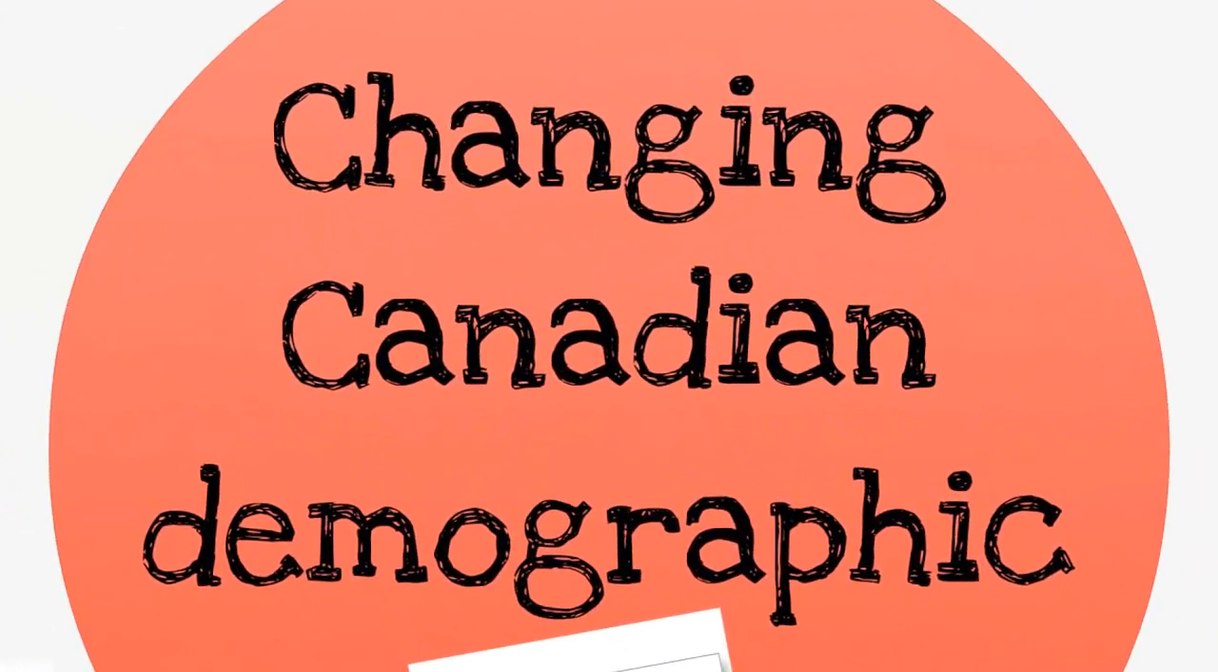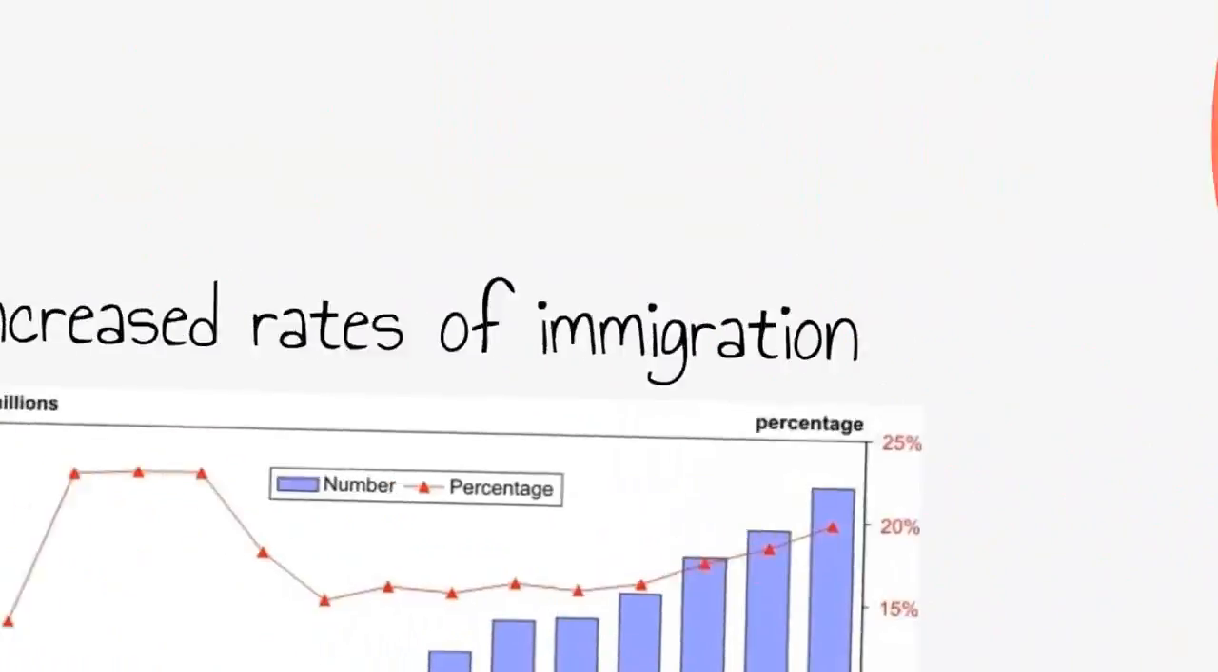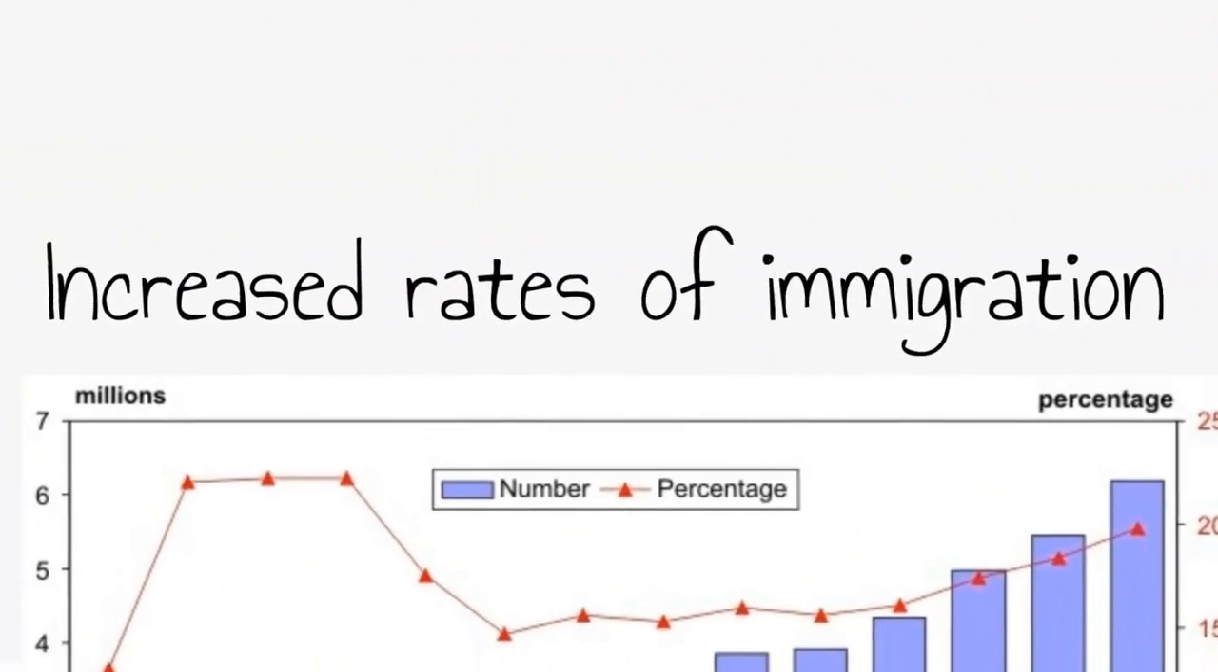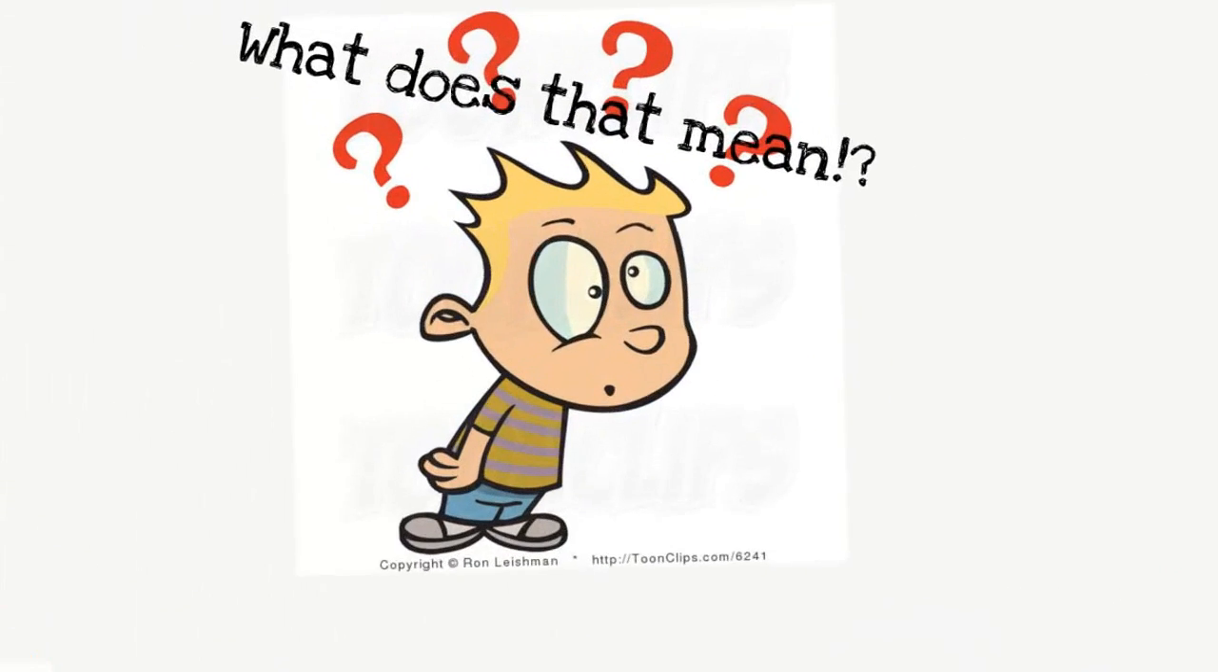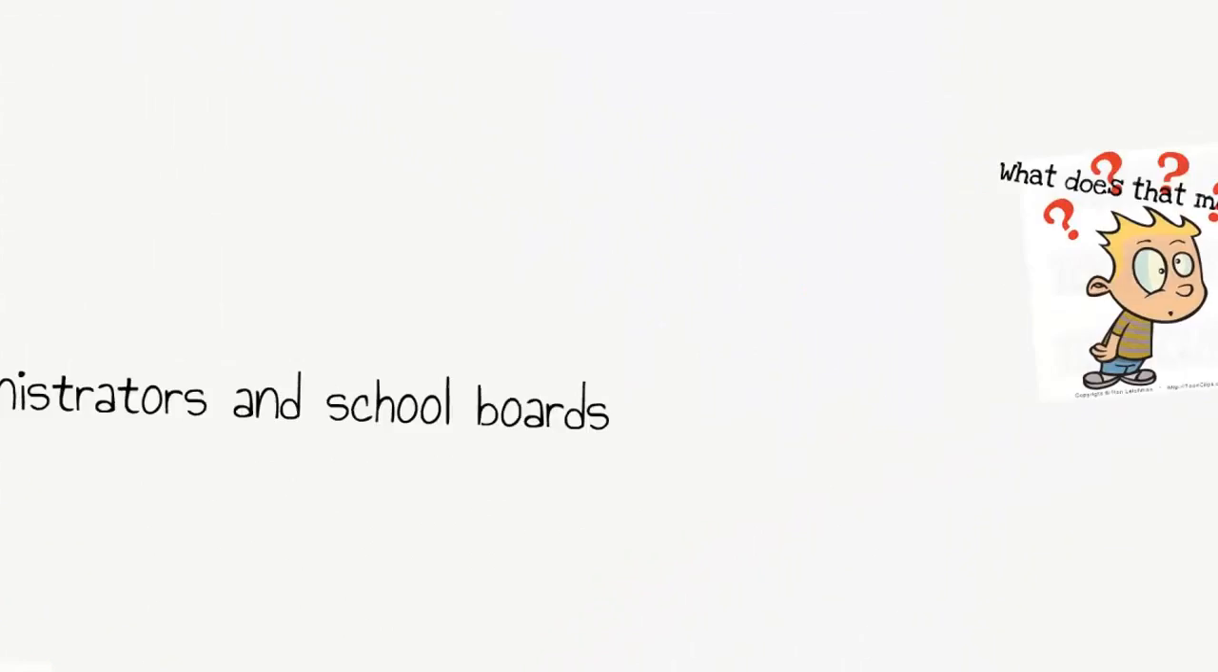Diversity in education. Canada has a changing demographic, a population that is constantly on the rise. A census compiled by Statistics Canada indicates the increasing numbers of individuals immigrating in Canada every year. But what does that mean?